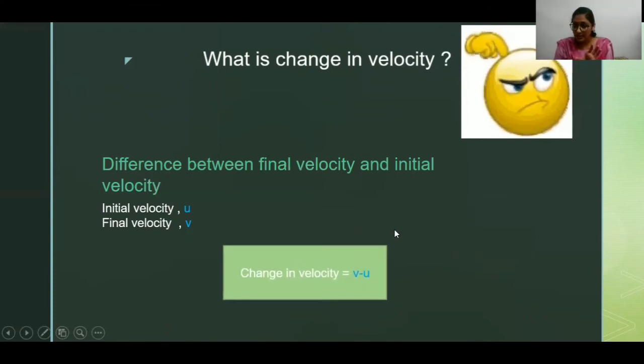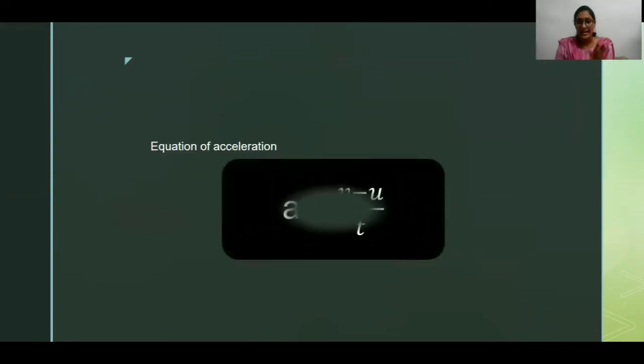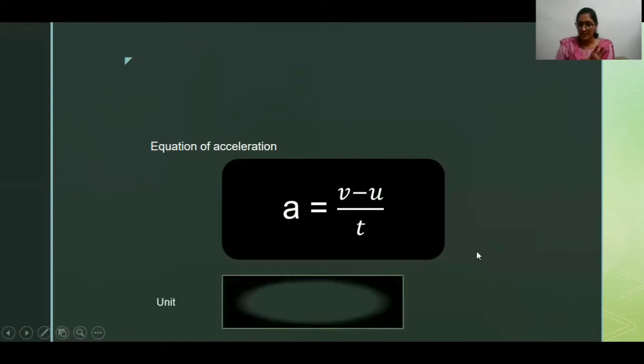Now, change in velocity can be written as the difference between final velocity and initial velocity, so that is v minus u. When we put these terms in the equation of acceleration, we get a is equal to v minus u divided by t. So from the equation, we can write the unit of acceleration. What is the unit of velocity? Yes, meter per second. So v minus u is in meter per second, and divided by t, that is divided by second. So the unit of acceleration is meter per second square.